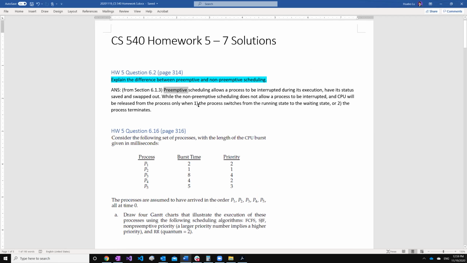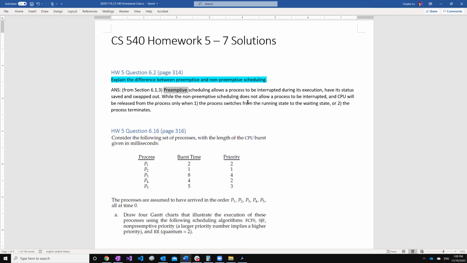That is, a preemptive scheduling allows a process to be interrupted during its execution. Okay, so have its status saved and swapped out, and then for what? So that to release the CPU to deal with the next process in the ready queue. Okay, and then non-preemptive scheduling does not allow a process to be interrupted, and the CPU will be released from the process only in two cases. The first case is when the process switches from the running state to the waiting state.